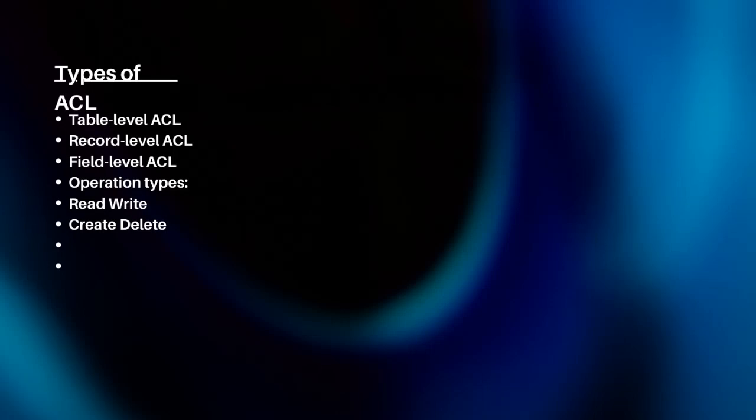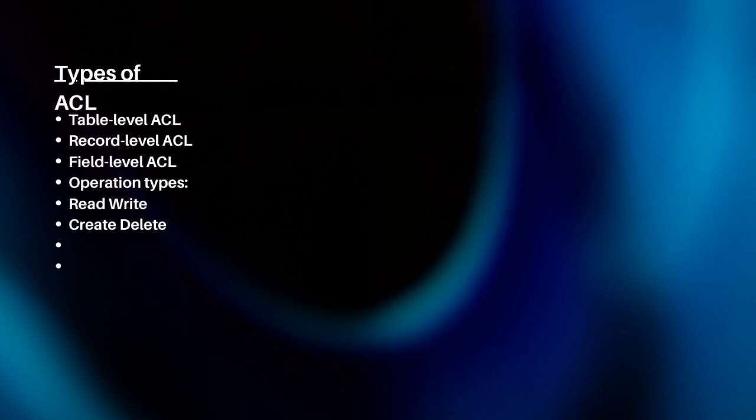Now, let's take a closer look at the different types of ACLs, or access control lists, that we might encounter. At the broadest level, we have table-level ACLs, which control access to entire tables. Moving a bit more granular, we have record-level ACLs, which specify permissions for individual records within a table. And even more detailed are field-level ACLs, where we define access rights for specific fields or columns in a record.